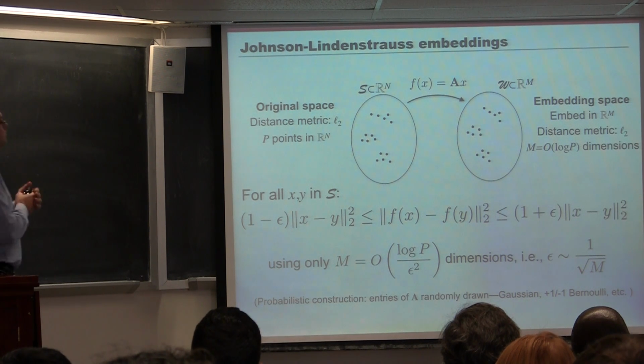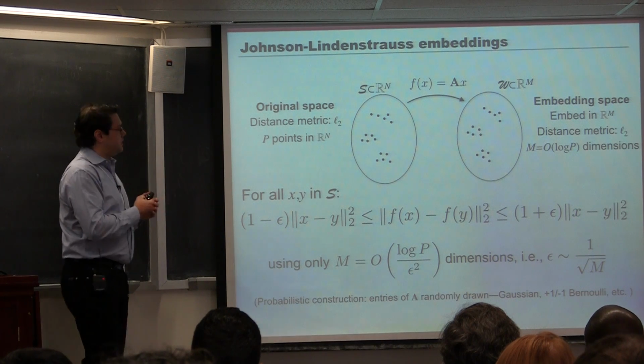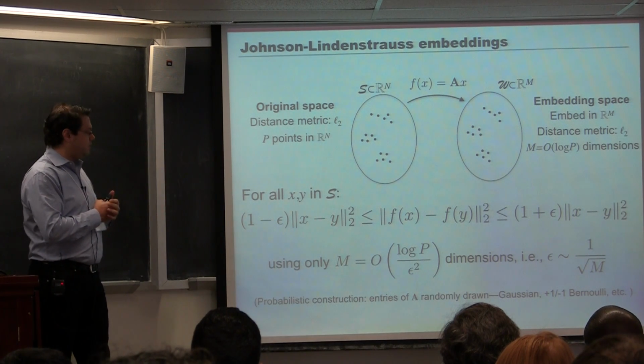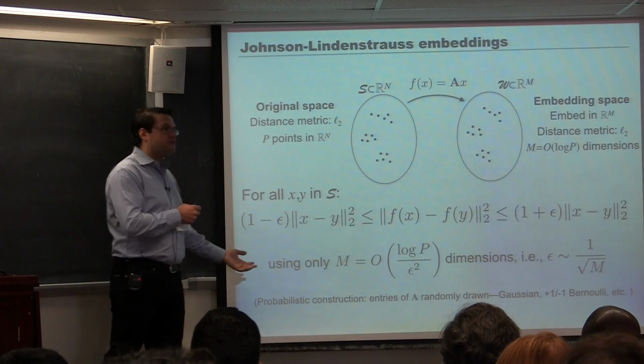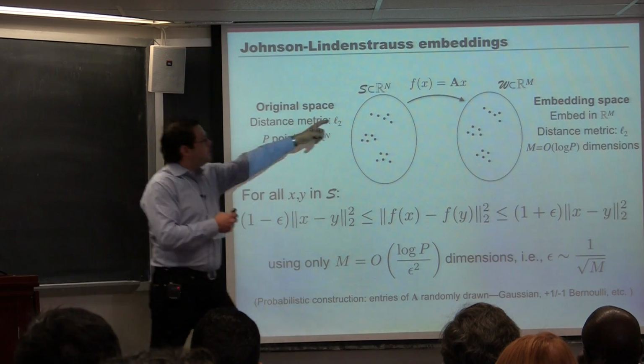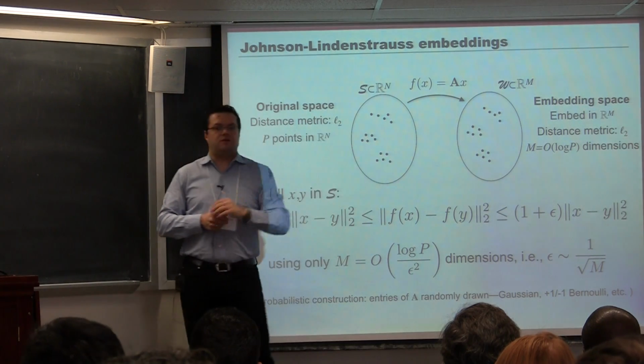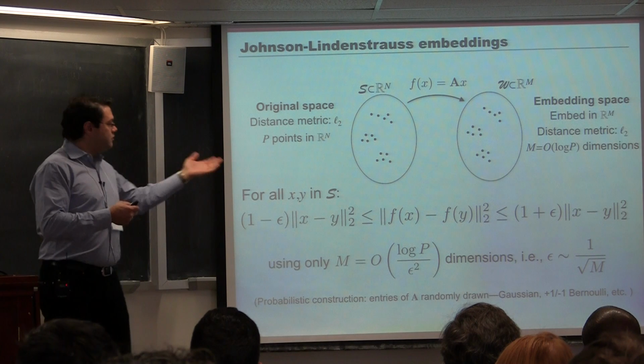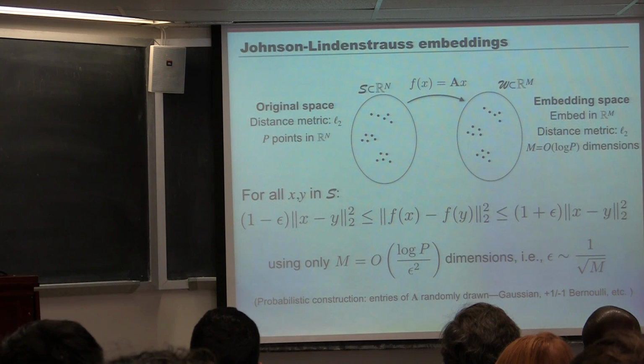And we know from all the work that has been done on that and the restricted isometry property and so on, that a probabilistic construction, so getting a linear map with randomly drawn entries, actually gives you with extremely high probability this guarantee.